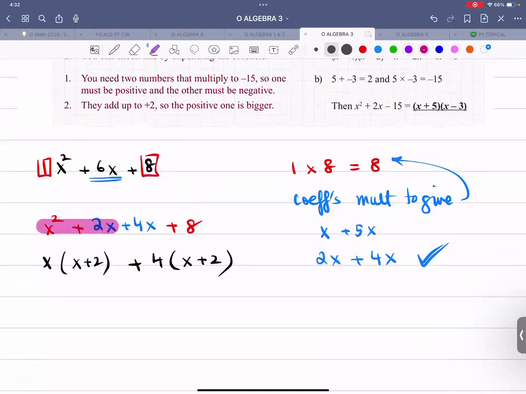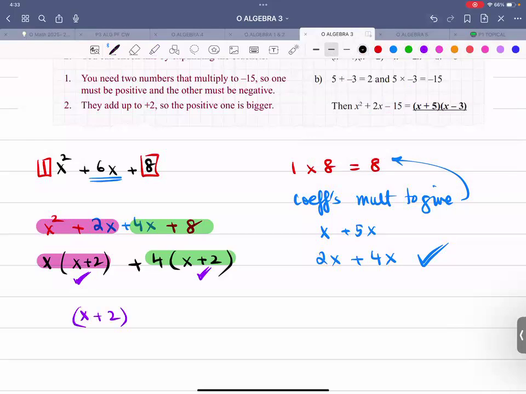x squared plus 2x, you will take x common and you will get this. Similarly, you will take 4 common from 4x plus 8 and you will get this. Now, what you will observe is that x plus 2 is common. The bracket can be taken common. So x plus 2 is there, and then we are left with x plus 4, because if x plus 2 is taken common, x and 4 are left. That is the first example of middle term factorization.